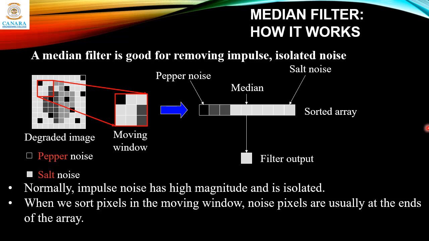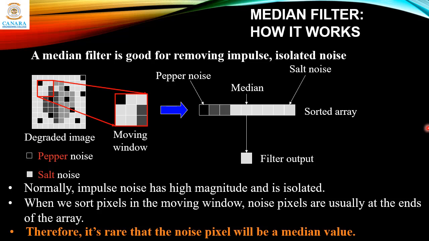The concept here is that impulse noise has high magnitude and is isolated, and when we sort pixels in the moving window, the noise pixels are usually at the ends of the array, and therefore it's rare that a noise pixel will be the median value. By picking this median value, we are basically eliminating these impulse noises, and that's how we get the filtered output. We move the window to the next pixel and then the next, so we cover the entire image to filter the complete image.